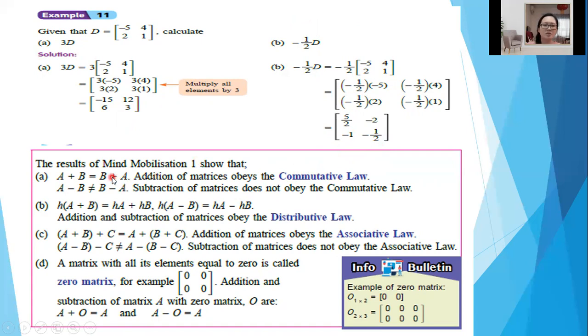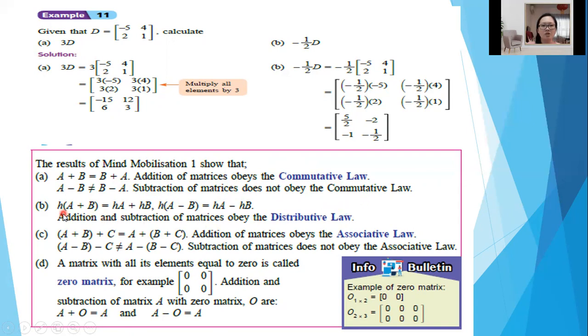So the result here shows that A plus B equals B plus A. Addition of matrices obeys the commutative law. But A minus B cannot equal B minus A. So subtraction of matrices does not obey the commutative law.